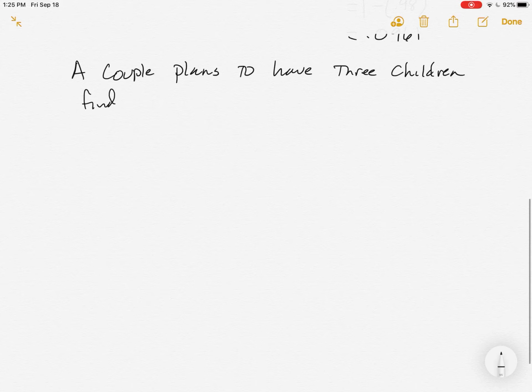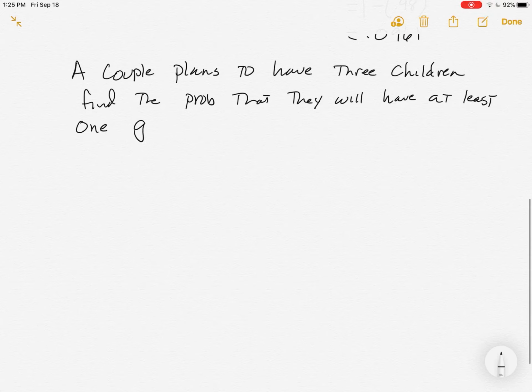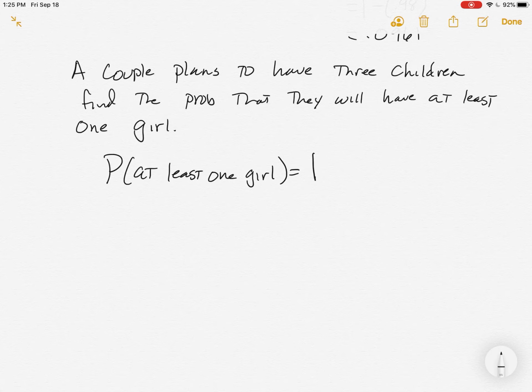Find the probability that they will have at least one girl. So they want to make sure they have a girl, right? And then what's the probability that they have at least one girl? Well, the probability of at least one girl will be handled how we're going to handle every at least one probability. Immediately a 1 minus the probability of no girls.